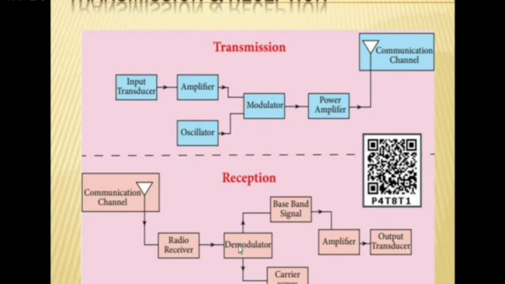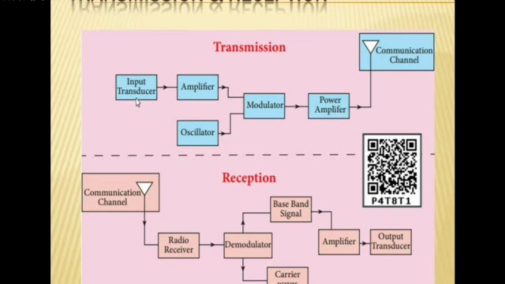The demodulator extracts the signal from the carrier wave. It separates the signal and the carrier wave. The carrier wave is here, and the signal is given to the baseband signal. So this is the signal which we send into the transmitter. That signal is given to the amplifier. The amplifier amplifies the signal. Then it is given to the output transducer.